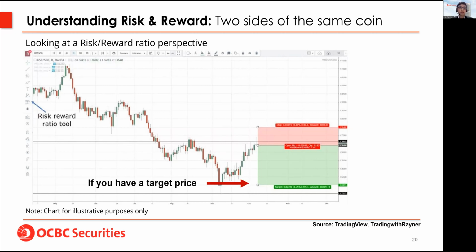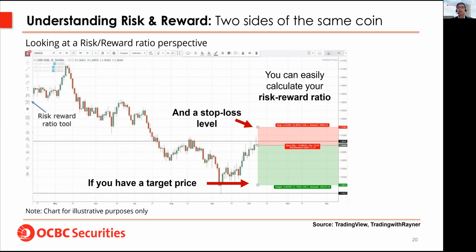So for example, this is an example, I think, using the US dollar against the Sing dollar. And if you have a target price based on maybe technical analysis and also a stop loss level, again, based on technical analysis, what you can do is very easily calculate your risk-reward ratio. So in the next slide, I will show an example of how position sizing, risk-reward, all of that really comes together.